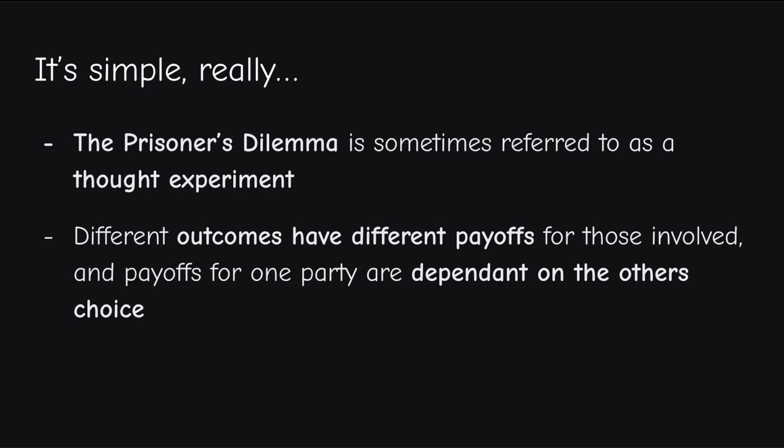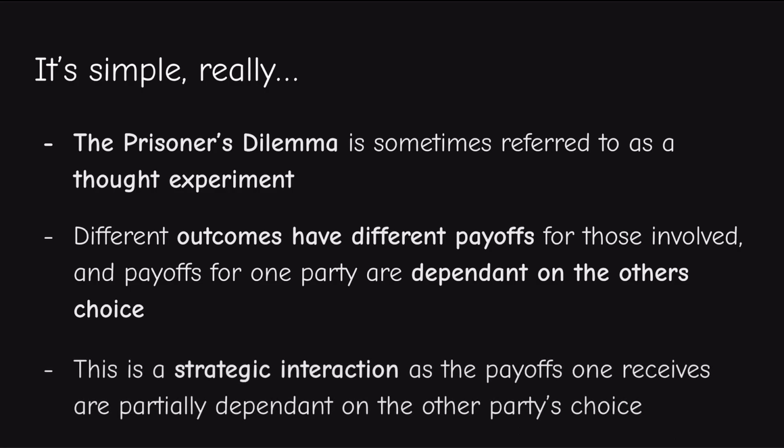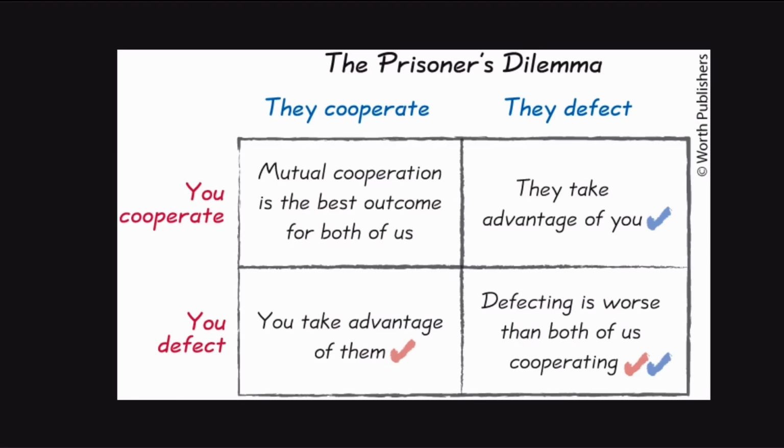It's worth noting that the payoffs for one party are dependent on the other's choice, and in short, we know that this is a strategic interaction because the payoffs one receives are partially dependent on the other's choice. Now, that's a lot of words to take in, so let's put it in a way that might be easier to understand. So right here, we have two parties with two options, and there are therefore four possible results, each represented by a cell. Each result is dependent on each party, since the outcome can't be made by one party alone, and then we know that it's a strategic interaction.